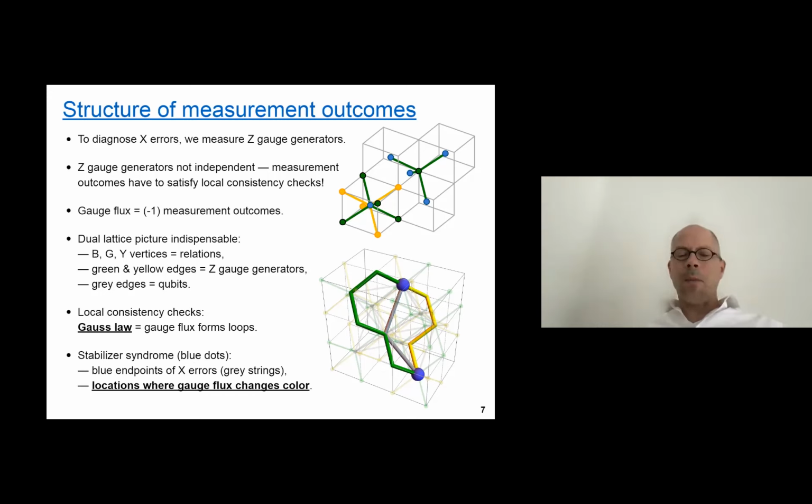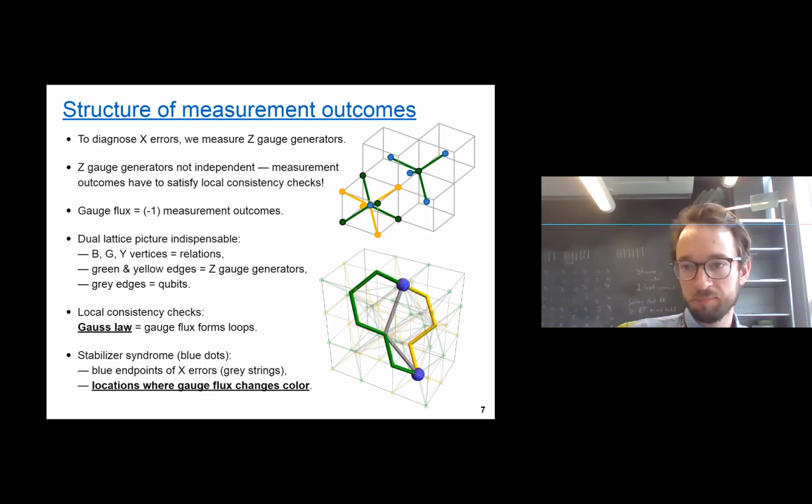A question: can you say more about what this precise Gauss law is like? I mean, it's like a relation syndrome of the flux must be vanishing somehow, right? But what is it precisely?